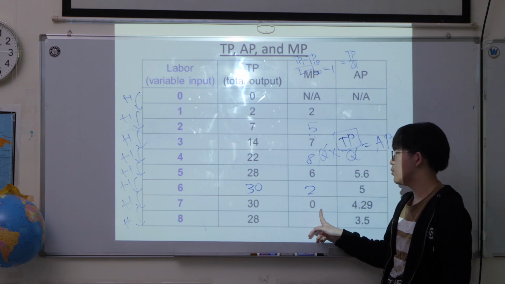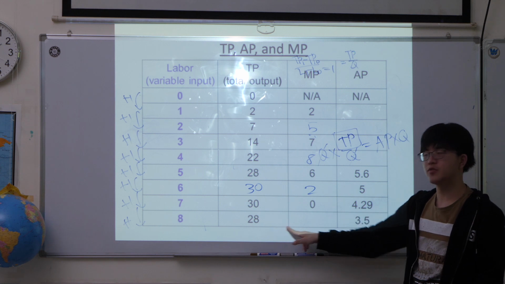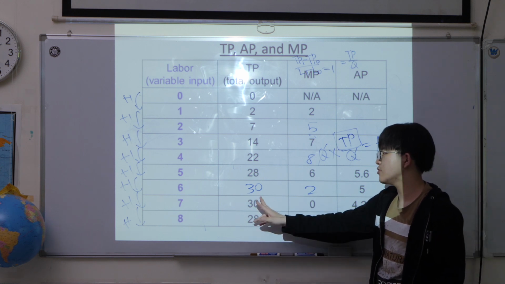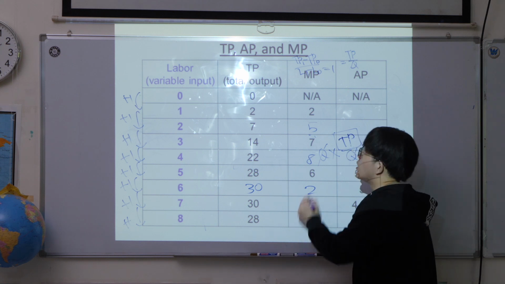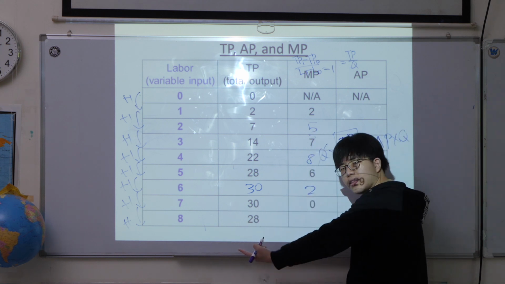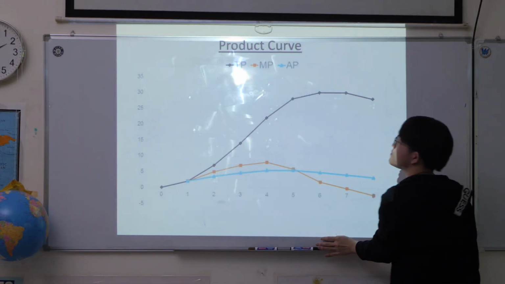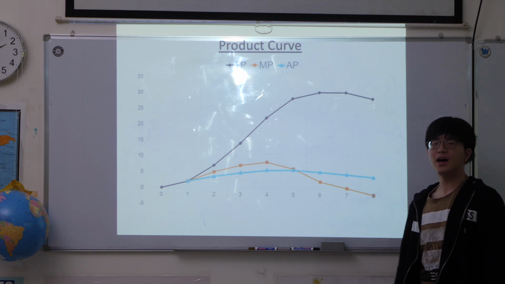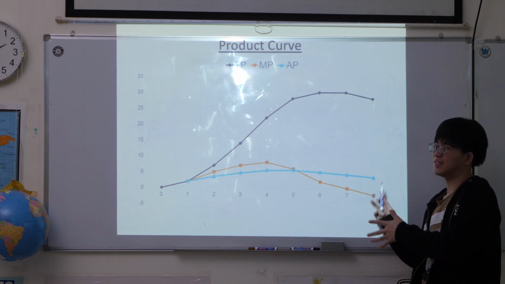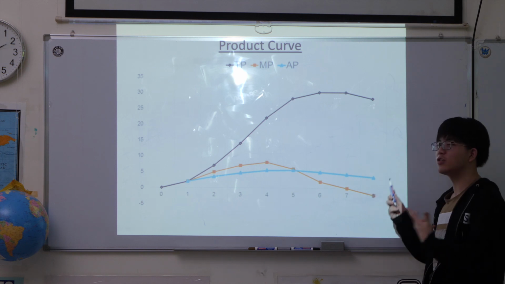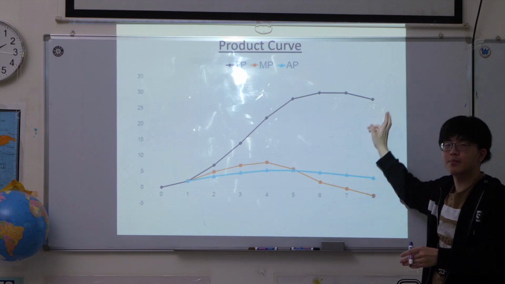For the 7th labor, we have 0 difference. And for the 8th, this is very tricky because it changes from 30 to 28, so it decreased by 2. So our marginal product of labor for the 8th labor is -2. So now we calculated the numbers in the table, and if we draw the graph for each column, we can draw this graph, the product curves.